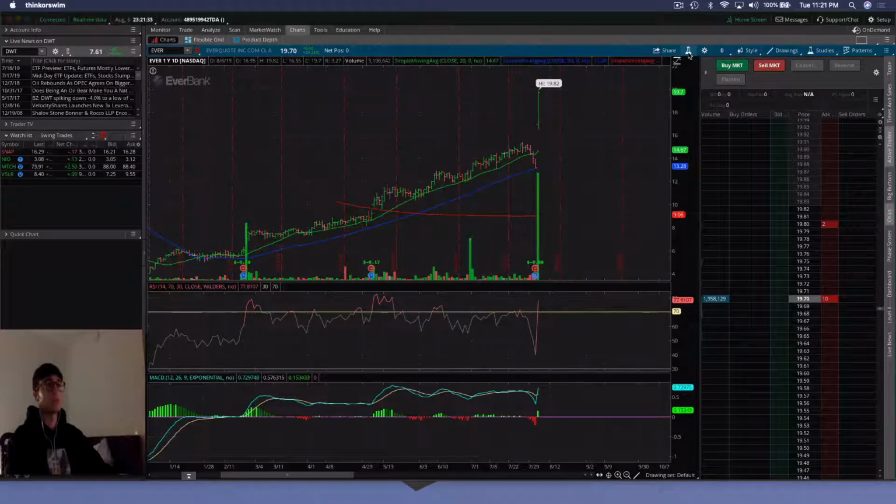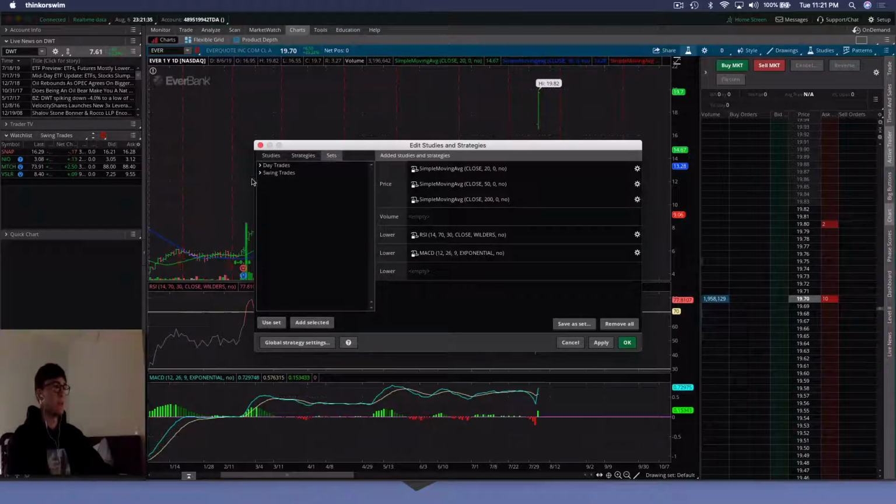Okay, so like I was saying, under studies I have basically two sets of indicators, one for day trades and one for swing trades. And for swing trades, these are the indicators that I use with the current parameters. So simple moving average, and I set it to 20.